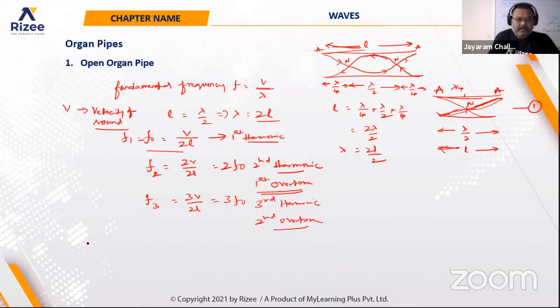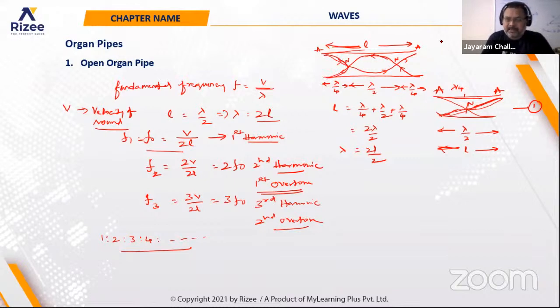Okay, so like this, the frequencies in the open pipe will be in the ratio of 1 is to 2 is to 3 is to 4 and so on like that. So these are the frequencies at the nodes, at these particular points where the pressure is going to be the maximum.